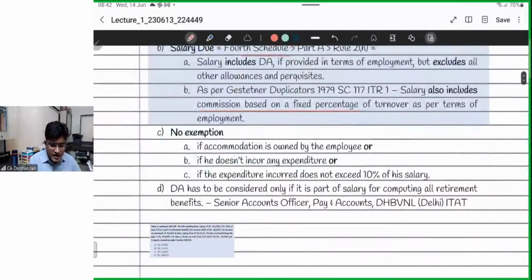Then no exemption would be given if the accommodation is owned by the employee. I have an accommodation in Mumbai. I also have an accommodation in Delhi. Now I am not paying any rent, and therefore, if it is owned by me, there is no question of payment of rent, and therefore no question of exemption under 10(13A).